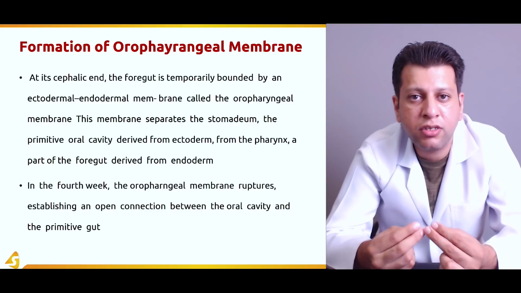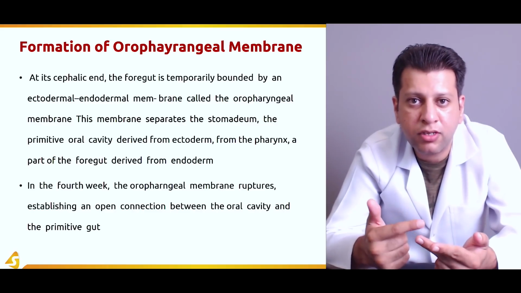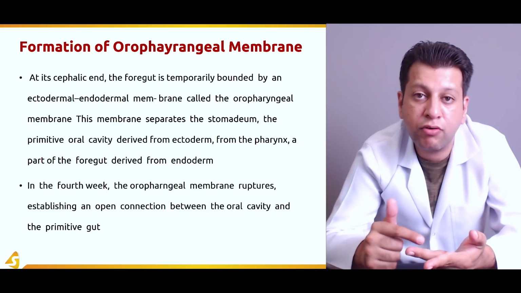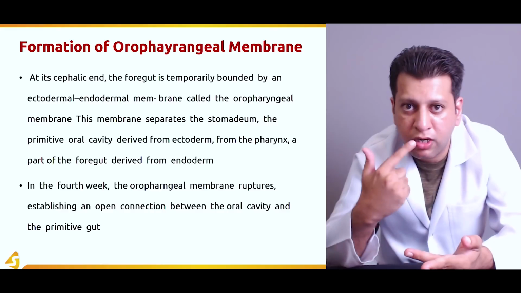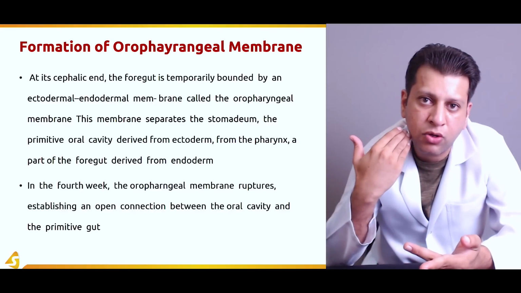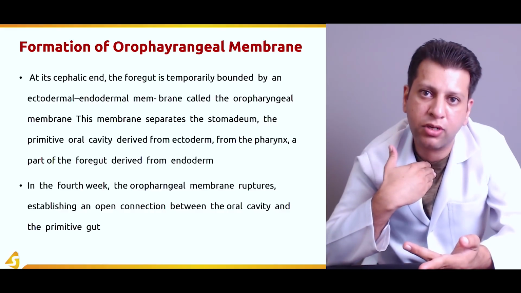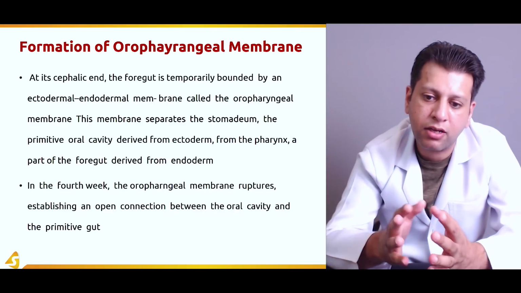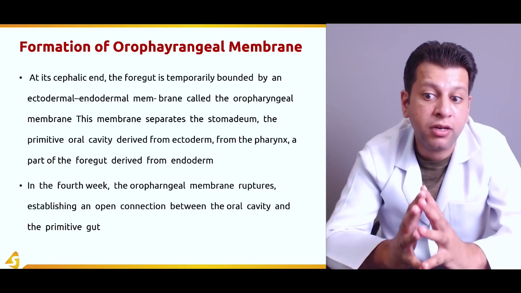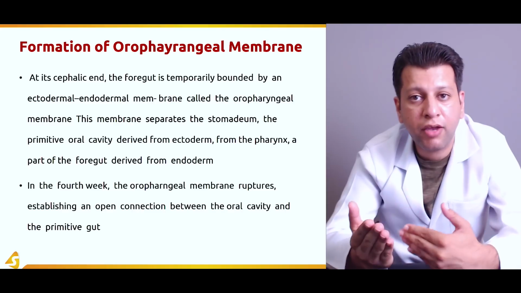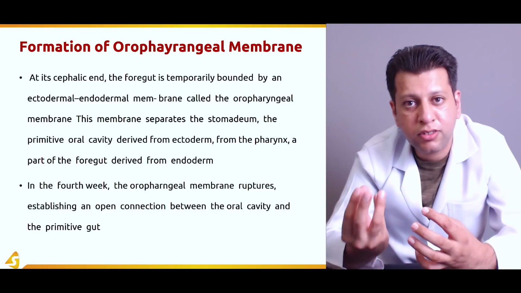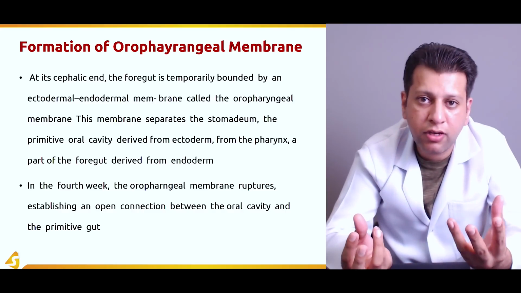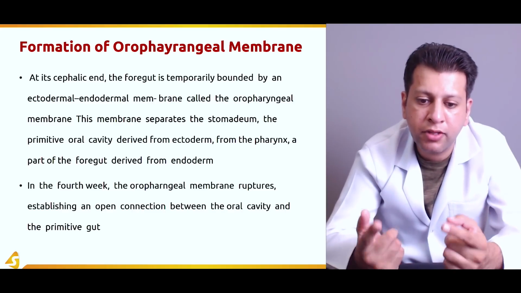Now, once this ruptures, this is the point which in adults is actually the formation of the oropharynx. There's an oral cavity, behind that is the oropharynx, and then it goes into the laryngopharynx. So this oropharynx is that part which is actually the ectodermal-endodermal membrane, which later on ruptures to form the cavity between the gut, which is mainly endoderm, and the pharynx, which is derived from the ectoderm.